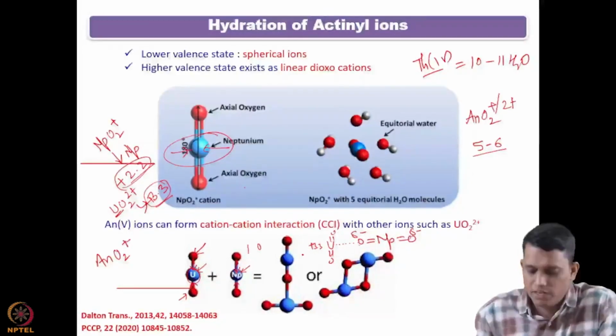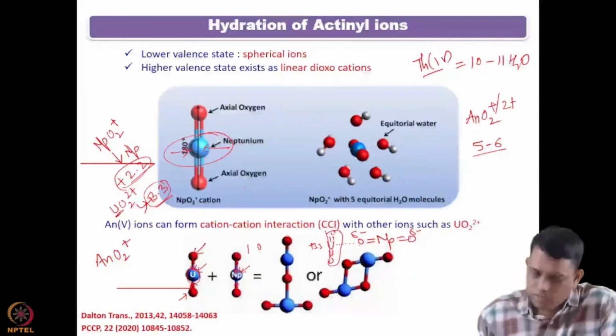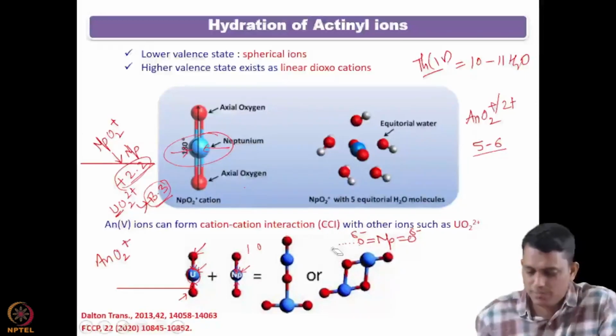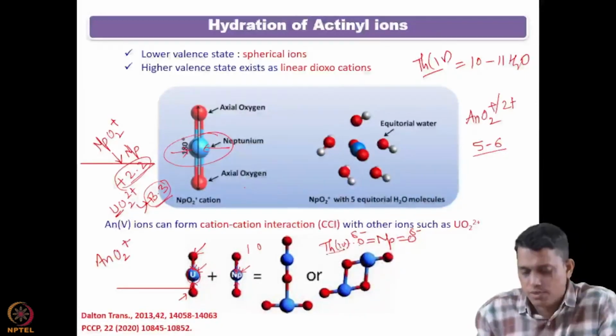And it is a very unique property of the actinides, that cation-cation formation, not with uranium only. You can have other metal ions also. For example, you can have thorium also. And as the charge is increasing, the interaction is getting stronger and stronger.